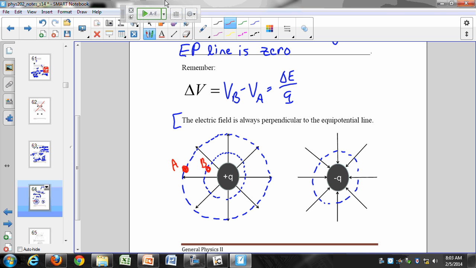Which of those is the larger potential, point A or point B? Which is a larger potential? Click it in, either point A or point B. Which is the larger potential, A or B? Let's click it in.